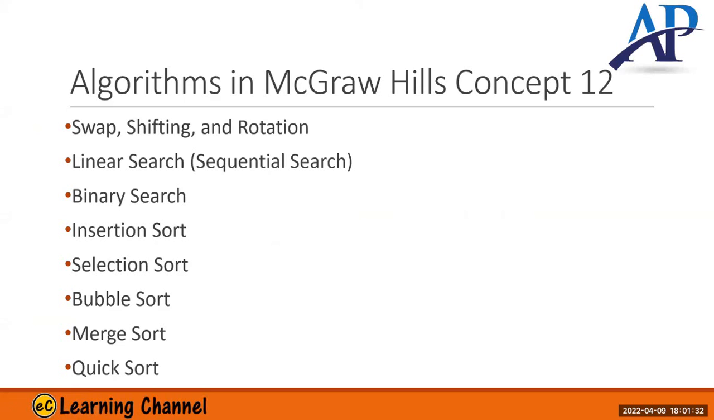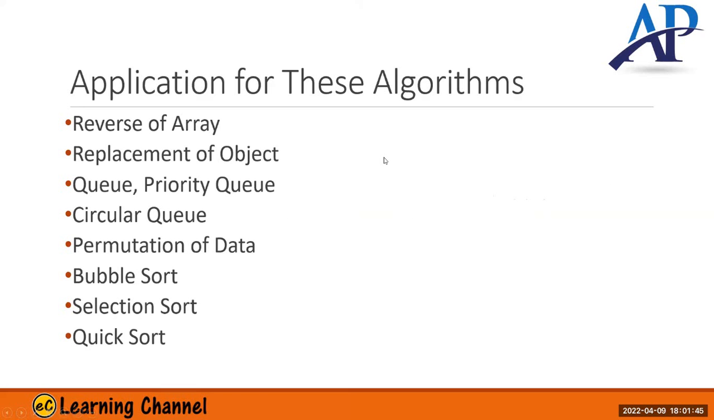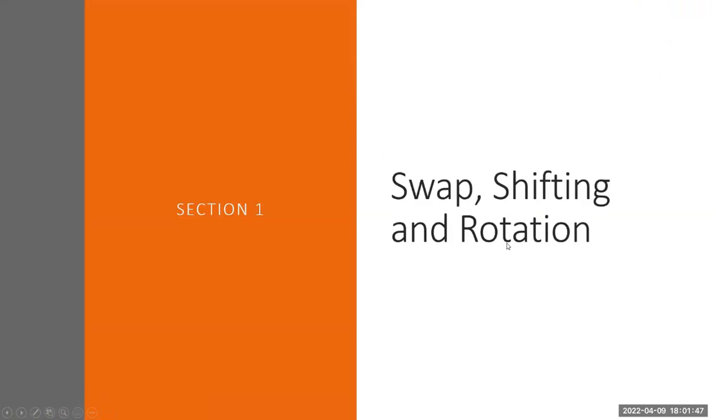Okay, first thing is you must know about these different algorithms. All of these algorithms, you must remember them by heart. Okay? You must remember every single step. So first is a swap. Okay? We have swap, shifting, and rotate.